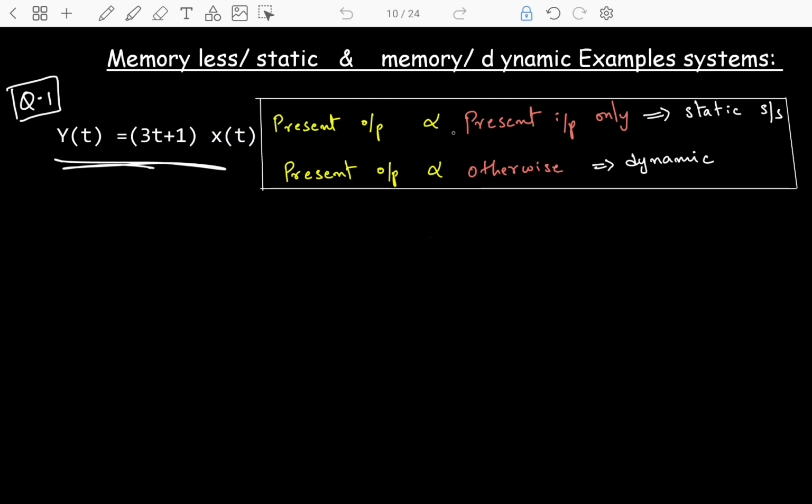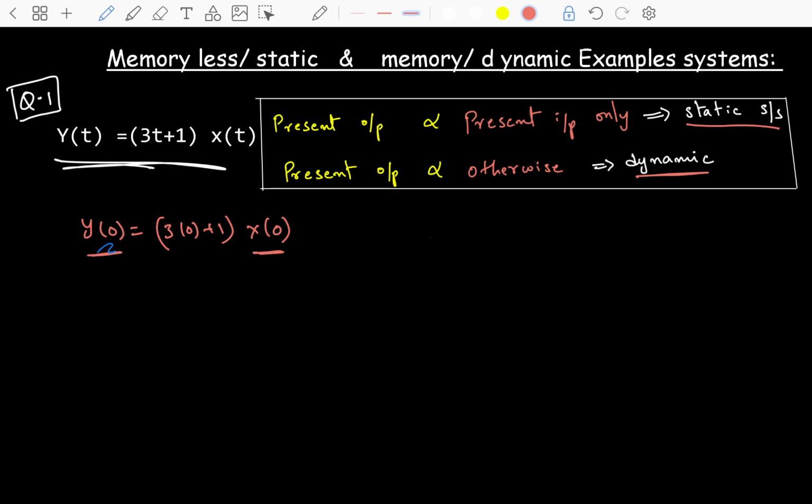We know if the present output depends on only the present input, then the system is a static system. Otherwise, it is a dynamic system. So now we will check for this example. Let's take t is equal to 0. y of 0 is equal to 3 into 0 plus 1 into x of 0. We need to look only at the input and output.